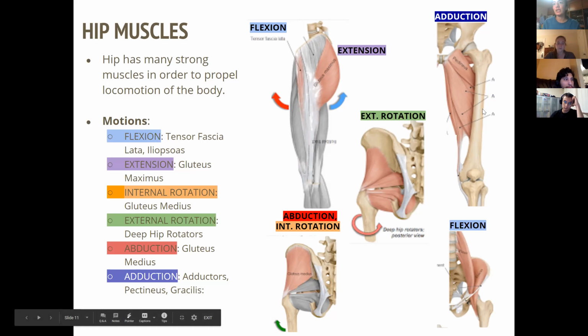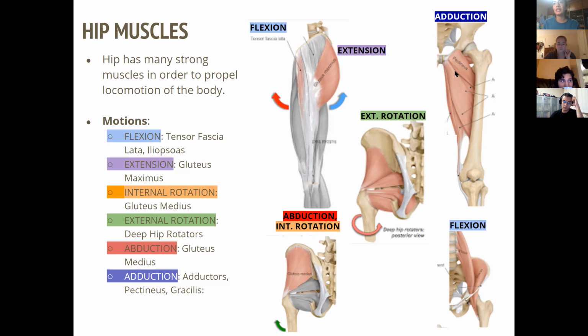And this is going to be our insertion. This is going to be our origin. Does anyone remember where all of the adductor muscles originate? The pectineal line. So there's one that originates on the pectineal line. Do you remember which one that is? The pectineus. The pectineus, great. The pectineus originates on the pectineal line. And what about the other 4? That I do not know. That's okay. Does anyone else know where the other 4 originate?